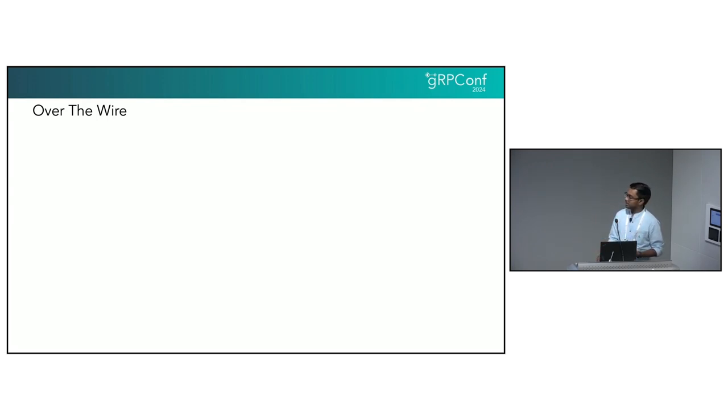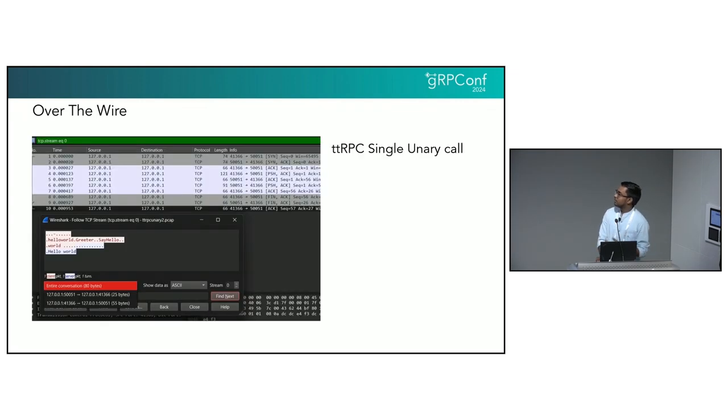So we capture the packets, and this is for a TtRPC single unary call. You can see that for a single unary call, it just sends 10 packets, although most of those are the TCP handshake. It takes a single turn and sends one data packet from the client and one from the server back. Total is around 80 bytes of communication.